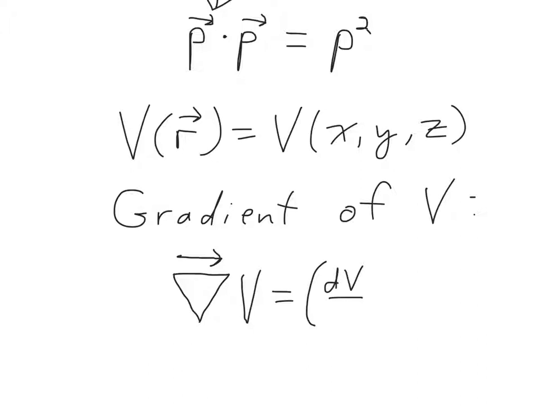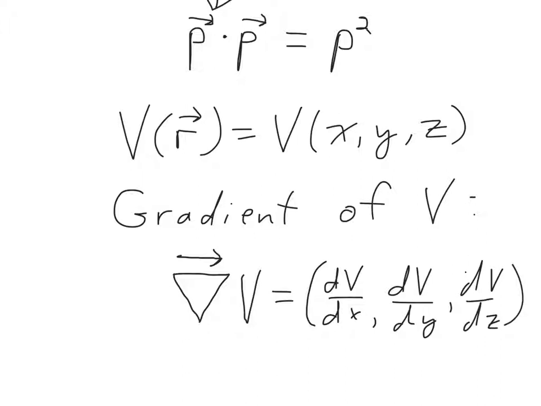dv/dx, dv/dy, and dv/dz. Now properly I should be using partial derivatives for this, but I think you'll understand. So how does v change when I change x? How does v change when I change y? And how does v change when I change z? It's got 3 components. As a vector, it points in the direction of maximum change.